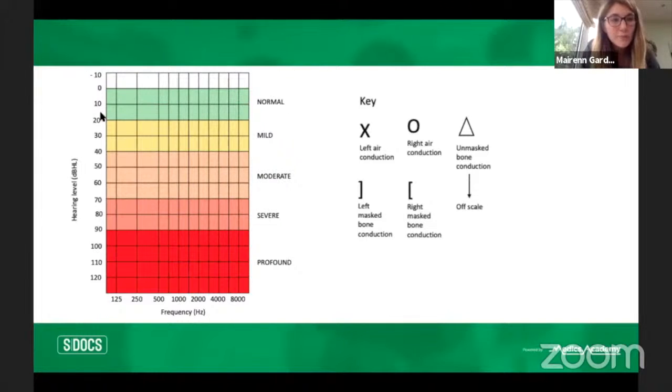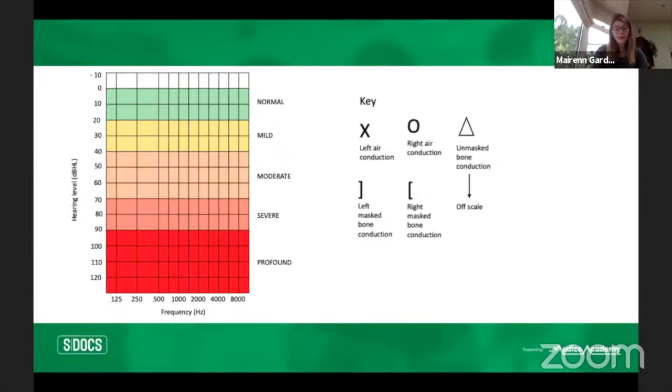Hearing should be between 0 to 20 decibels. And if it's within this range, it's normal. It then progresses and gets worse and worse as you go down. So 20 to 40 will be mild hearing loss, 40 to 70 is moderate, 70 to 90 is severe, and over 90 is profound.